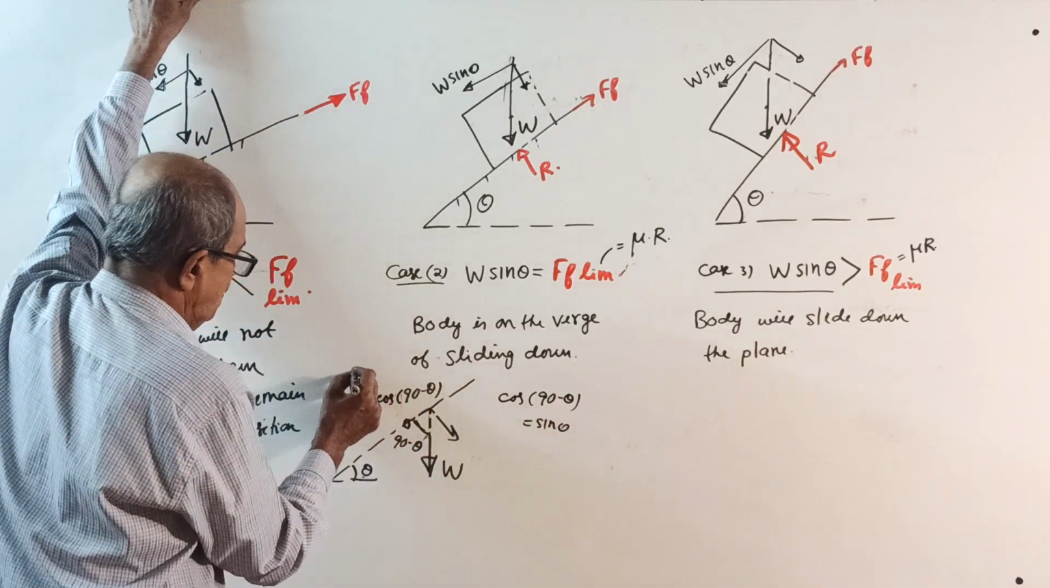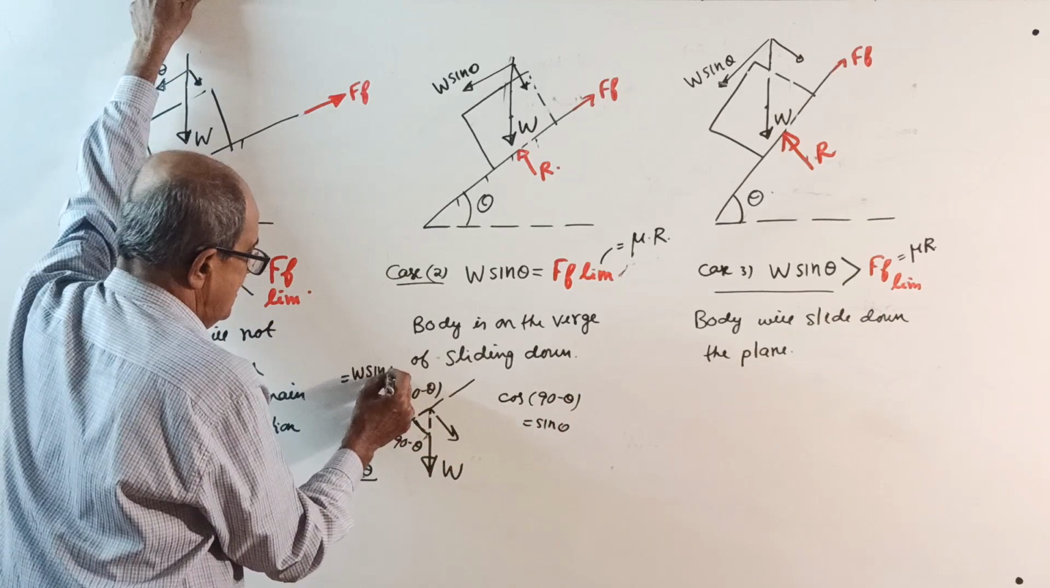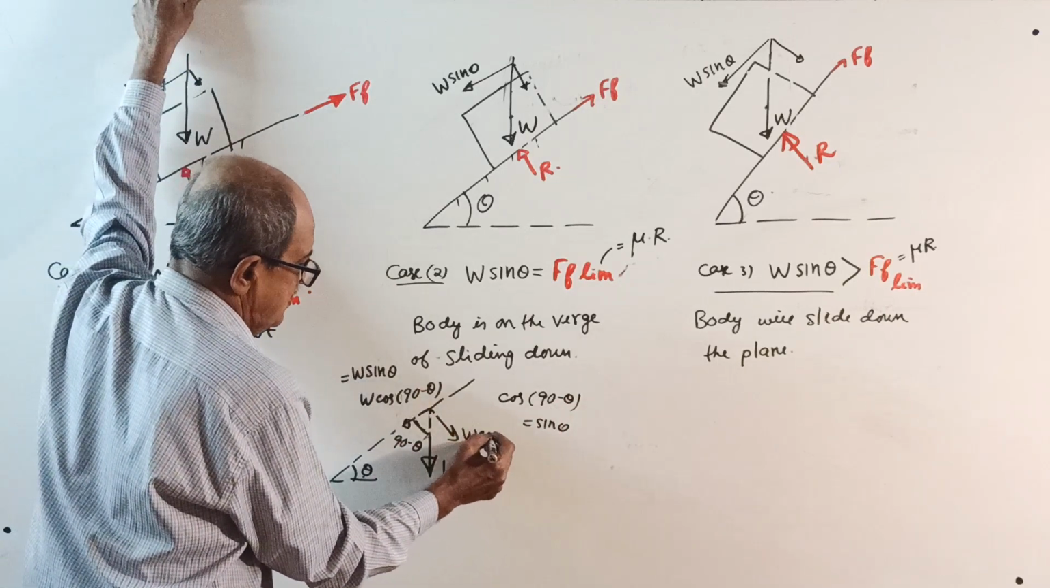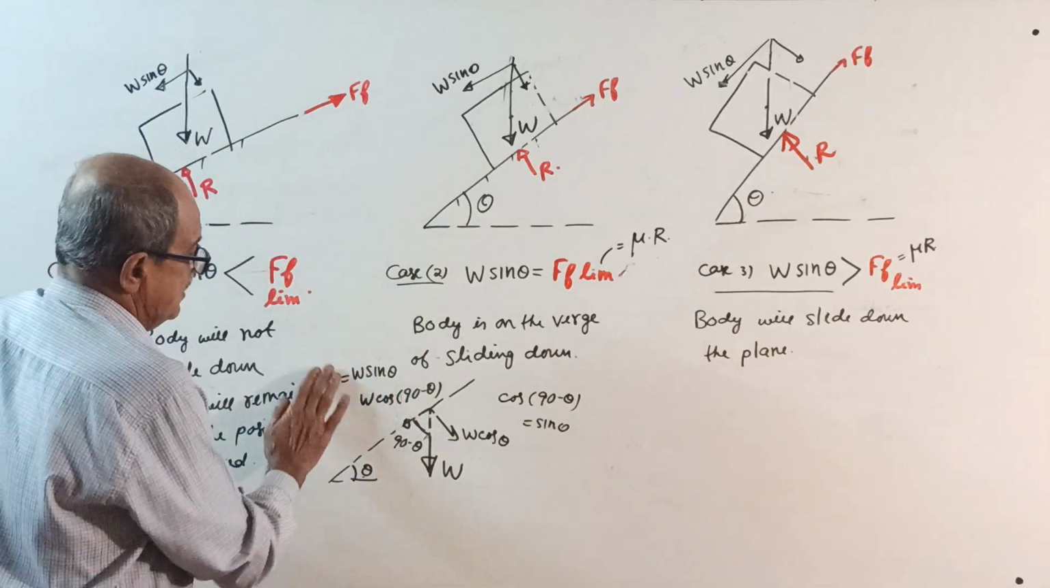That's why this is equal to W sin theta. This will be equal to W cos theta. Okay, this is the explanation I gave, remove it.